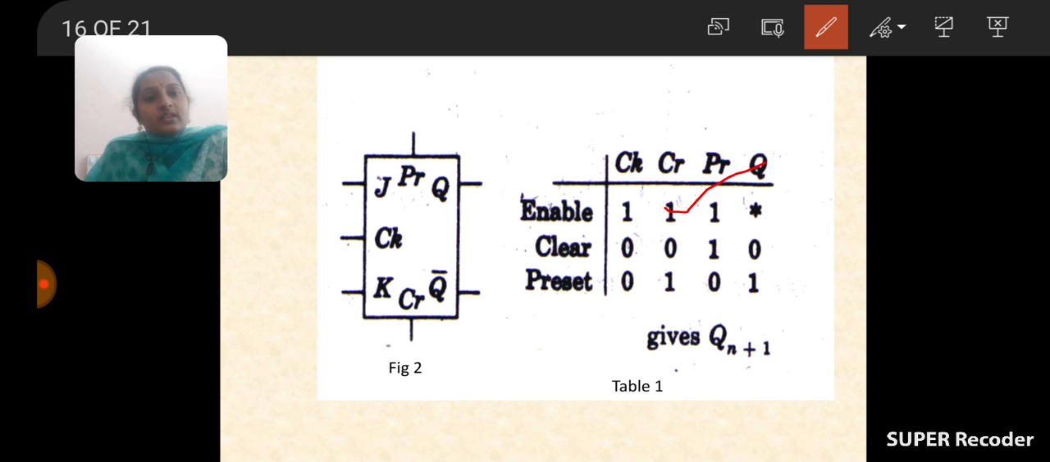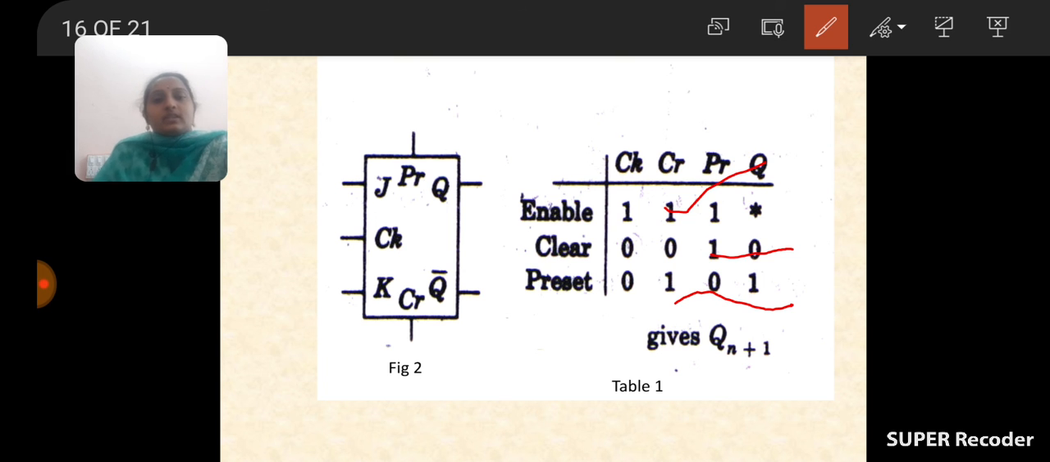But if preset is equal to 1, we are getting Q is equal to 0, and clear is equal to 1, we are getting Q is equal to 1. So for this purpose, here we are working with what? Clear and preset inputs. Is it clear? So this is about the two special inputs, clear and preset.